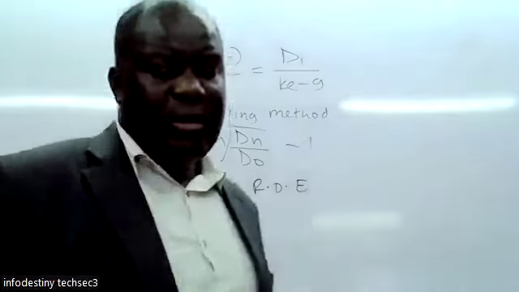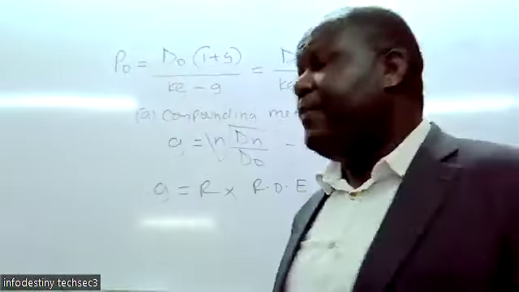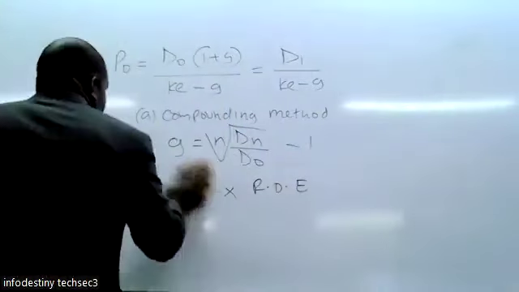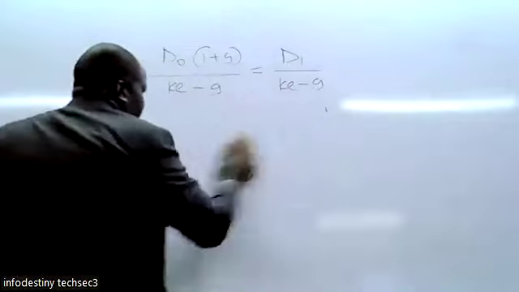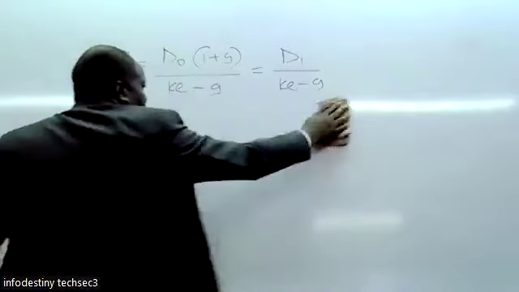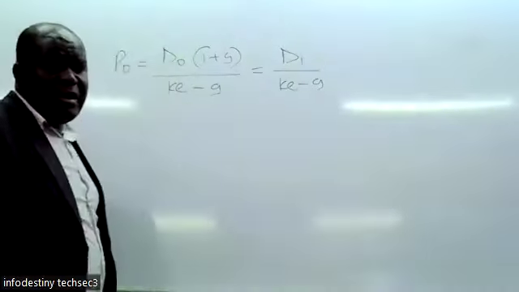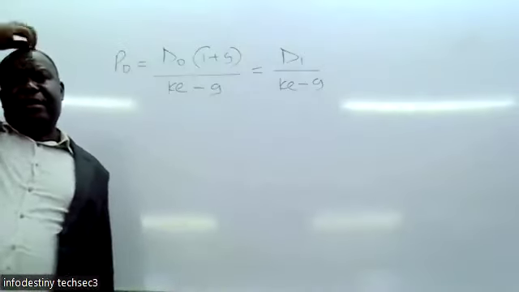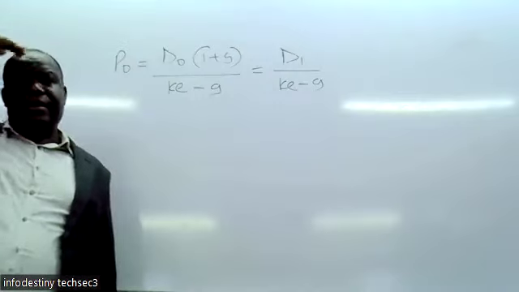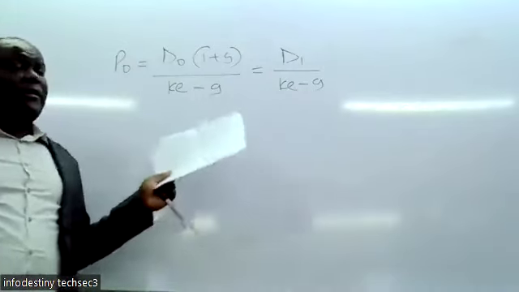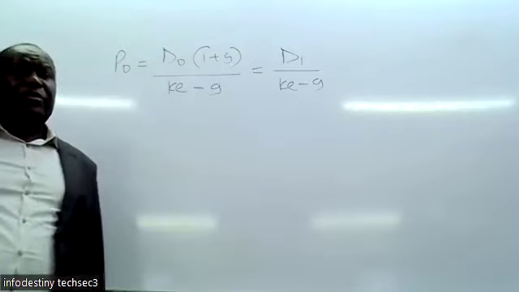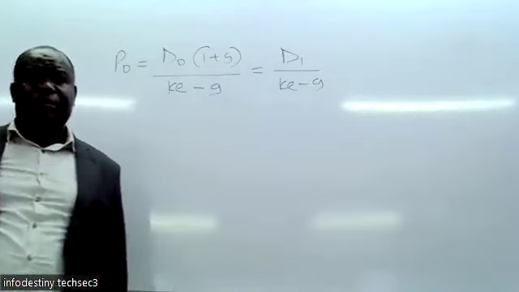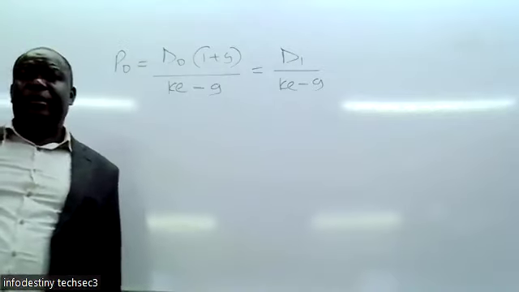So the Gordon model is the formula I've given you for getting the value of the share, the one with the constant dividend growth rate. All other information is provided except G. G has not been given.